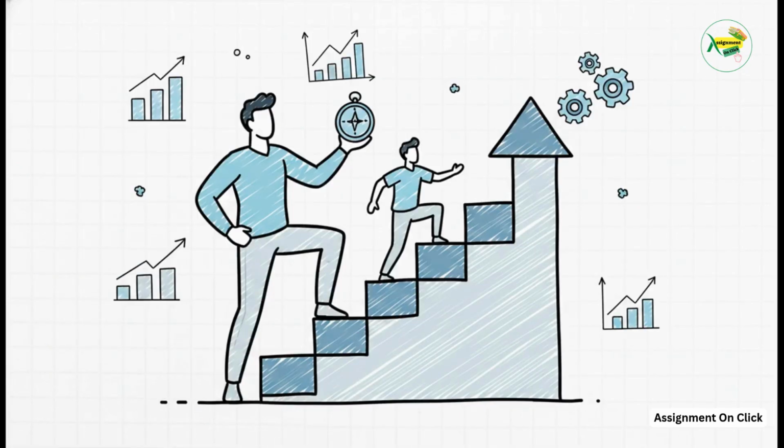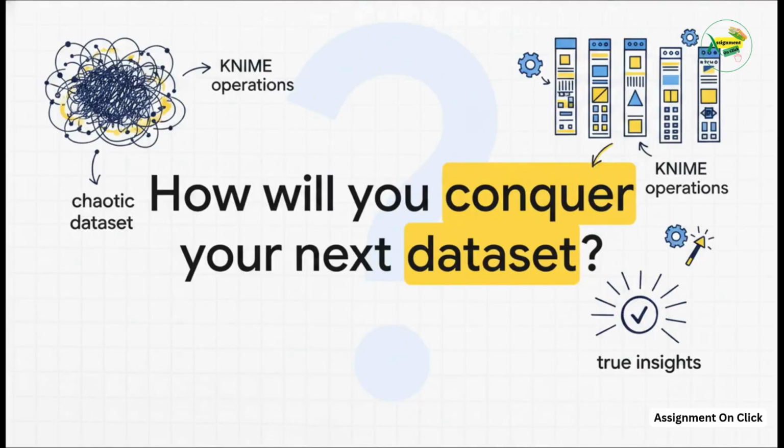Mastering a visual workflow tool like KNIME takes deliberate practice. The framework we've analyzed today from AssignmentOnClick is designed to push your data preparation techniques to the next level, and it really serves as a blueprint for ensuring your analytical projects actually scale. Because let's face it, as datasets continue to grow in volume and complexity, manual data prep is no longer an option. Scalable automation is non-negotiable. So how will you use KNIME column operations to conquer your next chaotic dataset? It's time to stop wrangling spreadsheets and start engineering true data.